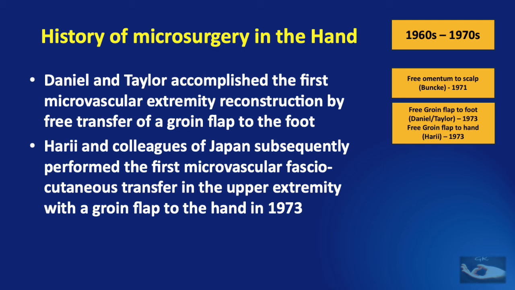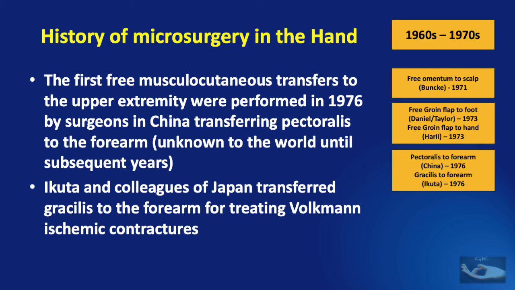Harry and colleagues of Japan consequently performed the first microvascular fasciocutaneous transfer in the upper extremity with a groin flap to the hand in 1973. The first free musculocutaneous transfers to the upper extremity were performed in 1976 by surgeons in China transferring pectoralis to the forearm. This remained unknown to the world until subsequent years. Ikuta and colleagues of Japan transferred gracilis to the forearm for treating Folkman ischemic contractures.